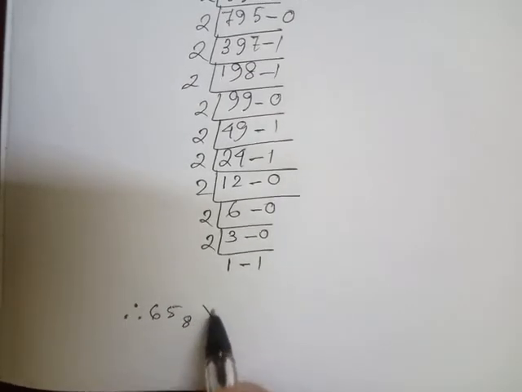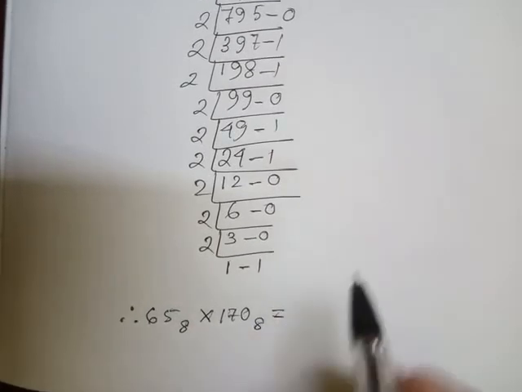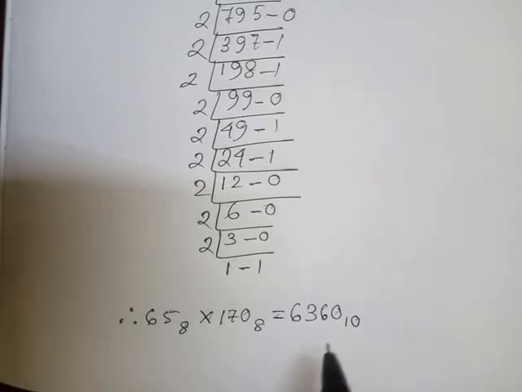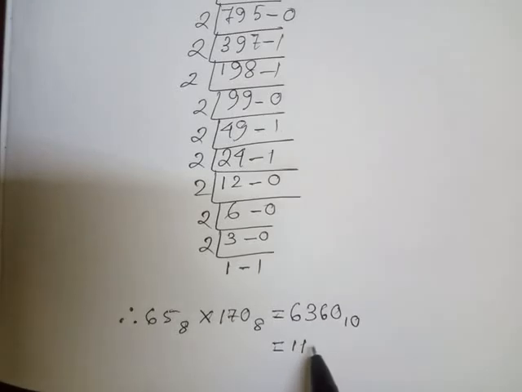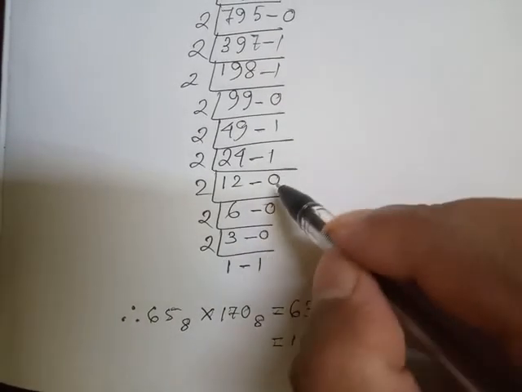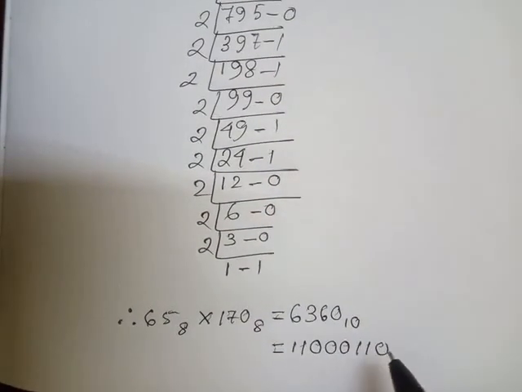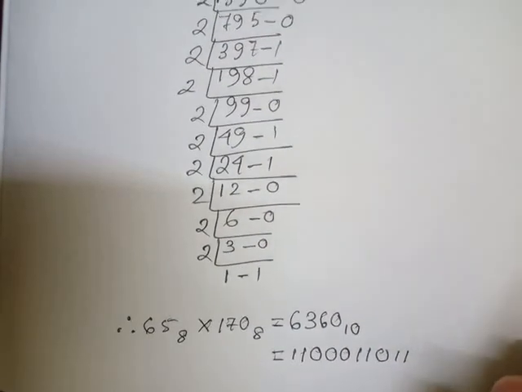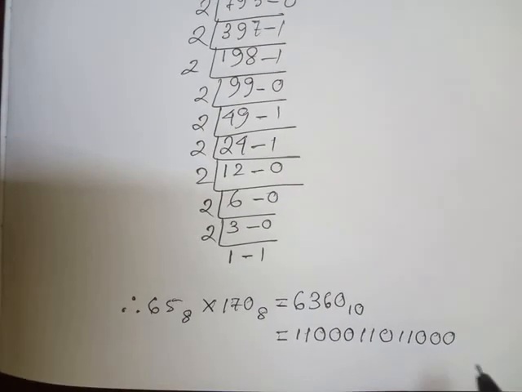65 base 8 into 170 base 8 equals 6360 base 10, and this value equals 1111, then 000, 11, then 000, then again 1111, then again 0, then again 1111. Then look here, 3 zeros together, so we'll write 3 zeros together, base 2.